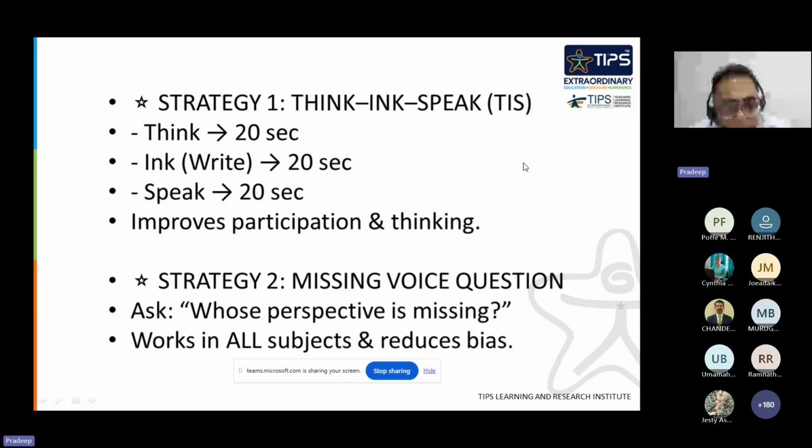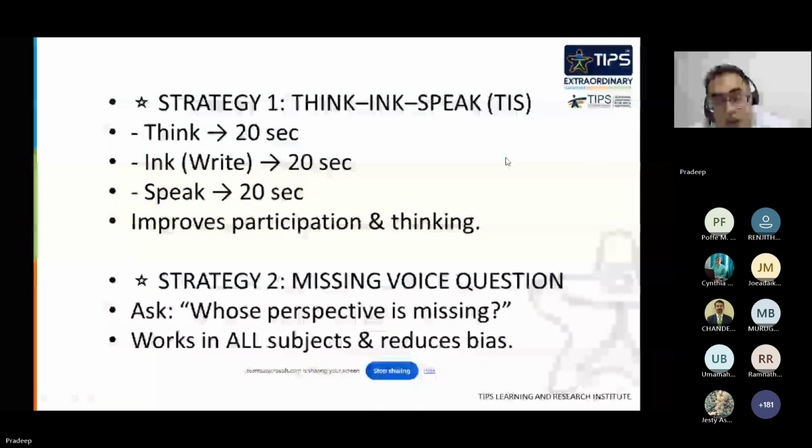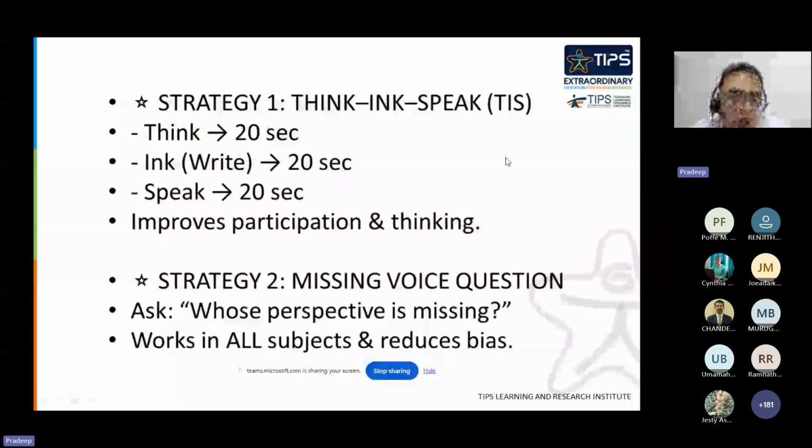Say, for example, when we are talking about the Battle of Haldighati, we are talking about different concepts: Mewar, which is fighting for their own existence or maintenance, and the other one who is trying to conquer them and put their own supremacy over the others. So this opens up an option of debate for us, and we can definitely encourage the students' debate skills by providing this missing voice question.